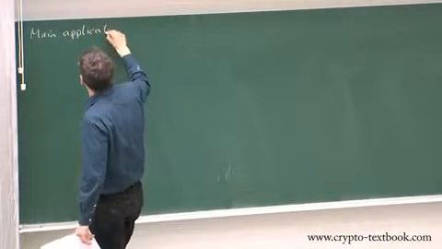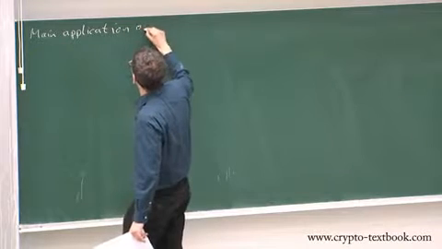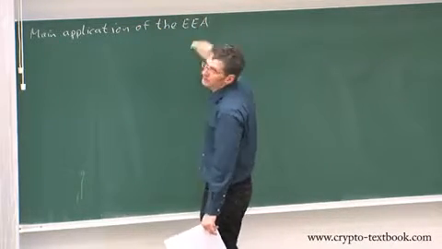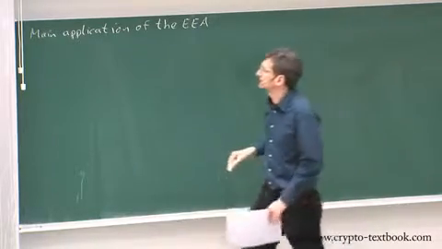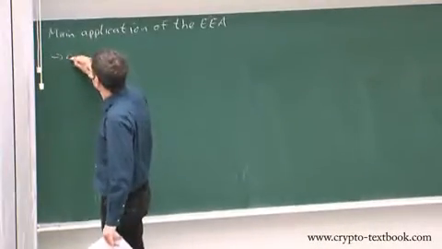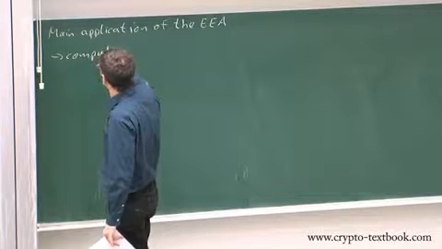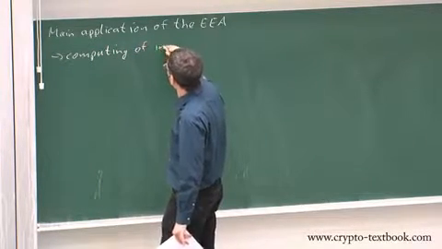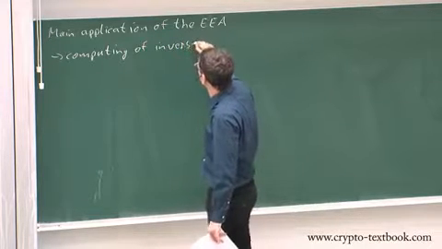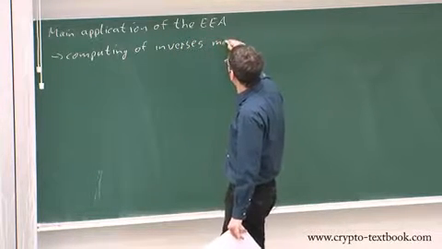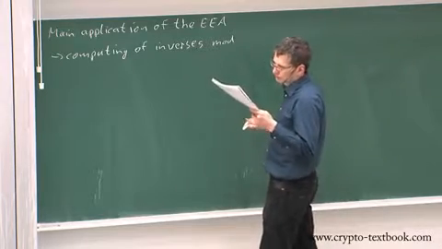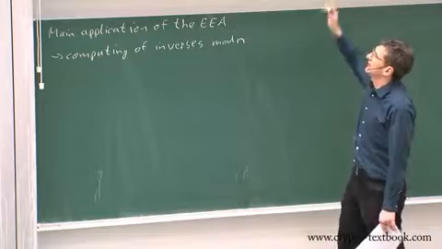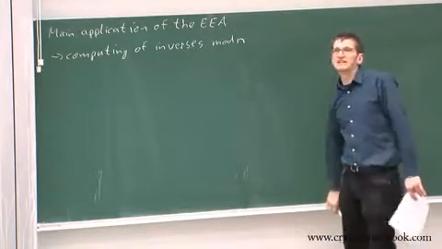application, Hauptanwendung, of the extended Euclidean algorithm is computing of inverses, also Inversenberechnung, inverses modulo n, call that modulo n. And this is really easy, okay?